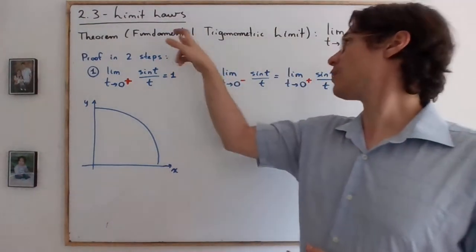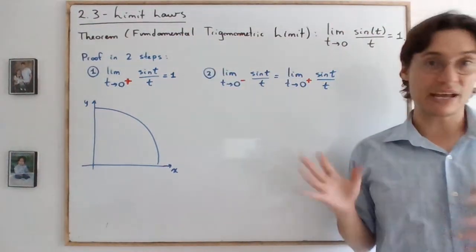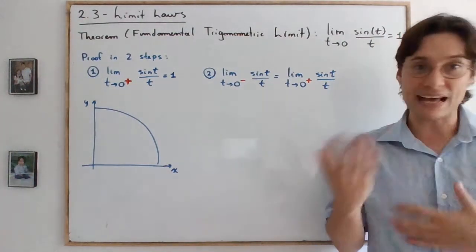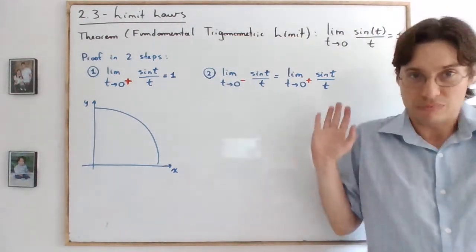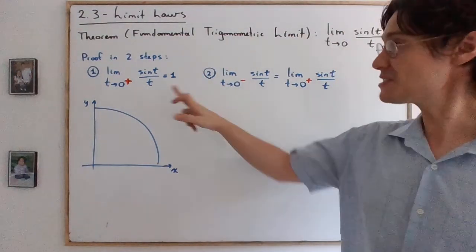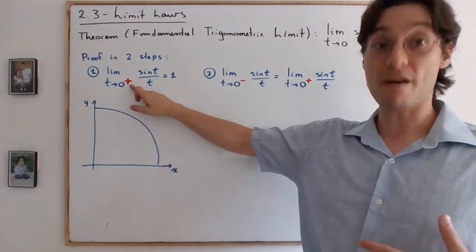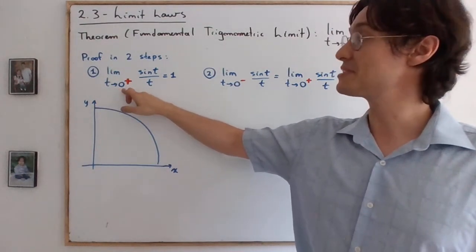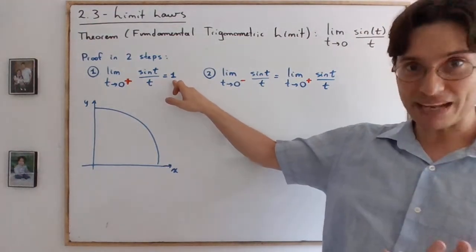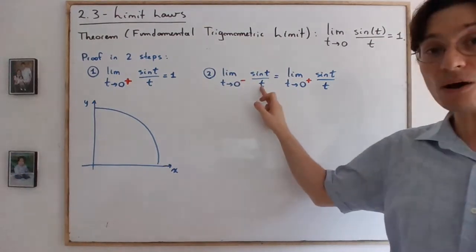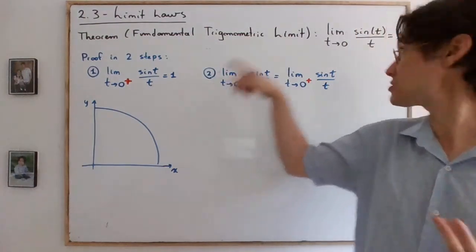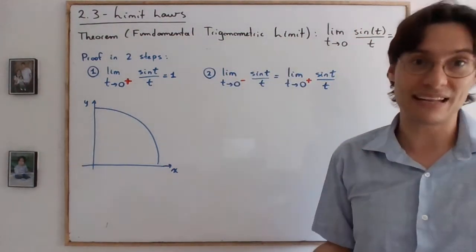First of all, I call this the fundamental trigonometric limit. It's my own name, not an official name, it's just so that we understand each other. The proof is in 2 steps. The first thing we're going to do is prove it from above. We're going to prove that the limit as t is approaching 0 from above of sine of t over t is equal to 1. Once this is established, we will prove that the limit from below has to be equal to the limit from above.